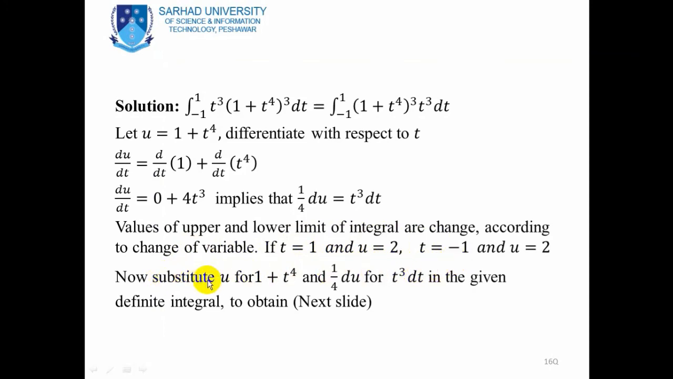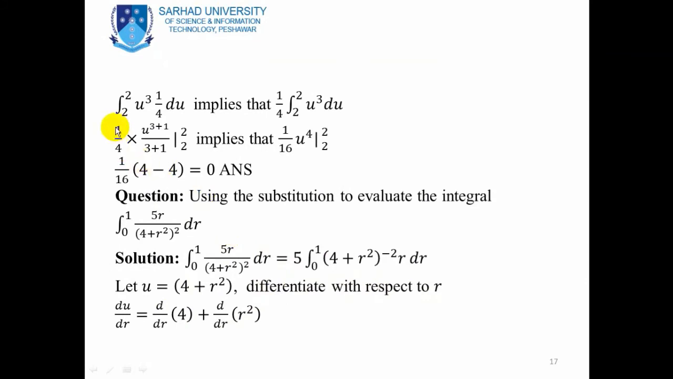Now substitute u for 1 plus t power 4 and 1 over 4 du for t cubed dt in the given definite integral. We obtain the integration from 2 to 2 of u power 1 over 3 into 1 over 4 du, and this implies 1 over 4 into the integration from 2 to 2 of u cubed with respect to u. First of all, taking the integration, add 1 to the power and divide by the new power, we obtain 1 over 4 into u power 4 divided by 4 in the limit.